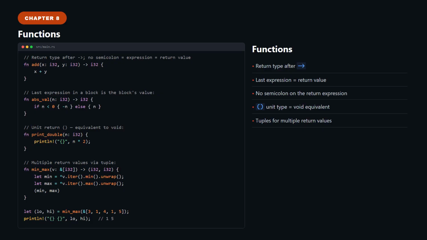The return type goes after an arrow: fn add, taking x: i32 and y: i32, arrow i32, returns x plus y. Functions that return nothing have an implicit unit return type, similar to void. Tuples make returning multiple values clean and zero cost.